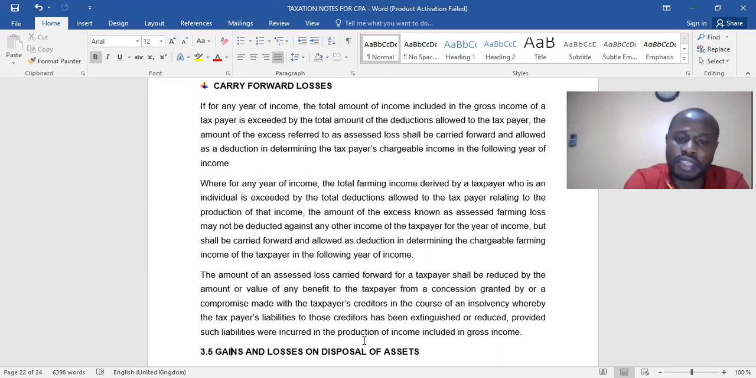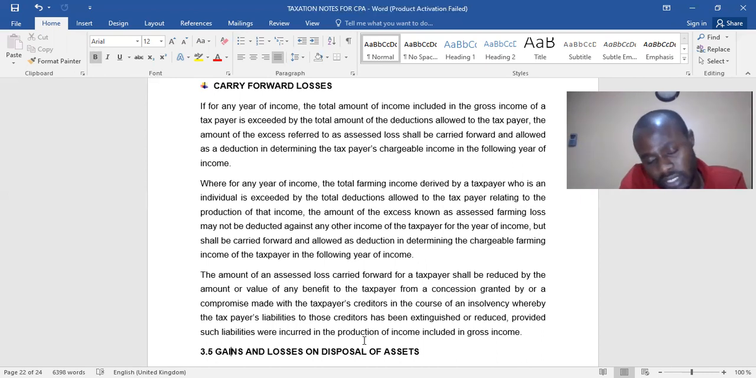So where for any year of income, the total farming income derived by the taxpayer who is an individual is exceeded by the total deductions allowed to the taxpayer relating to the production of that income, then the amount of the excess known as the assessed farming loss may not be deducted against any other income of the taxpayer for the year of income, but shall be carried forward and allowed as a deduction in determining the chargeable farming income of the taxpayer in the following year of income.